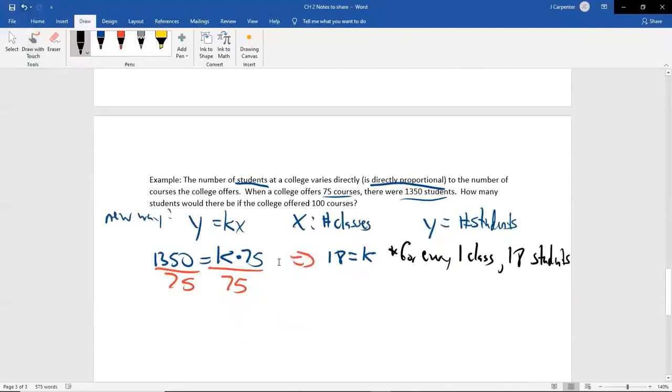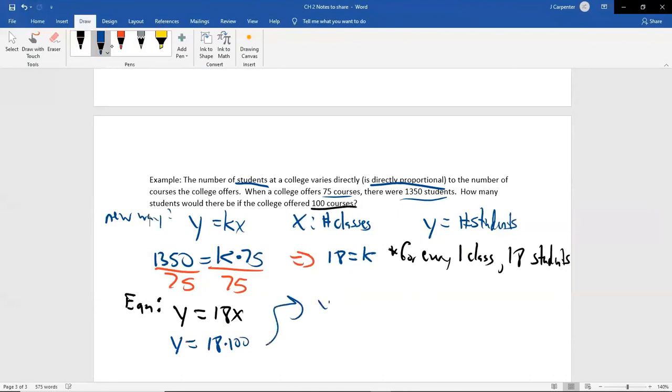So our equation is now no longer y equals kx. It is now and forever for this problem, y equals 18x. The k is 18. That is fixed. It will not change. So now what we do is we plug in that third scenario. How many students would there be if the college offered 100 courses? Courses or classes, that's the x. So we're going to make the x equal to 100. So we get y equals 18 times 100, which is 1800. The answer is not 1800. That is not a quantitative reasoning answer. It's 1800 students.